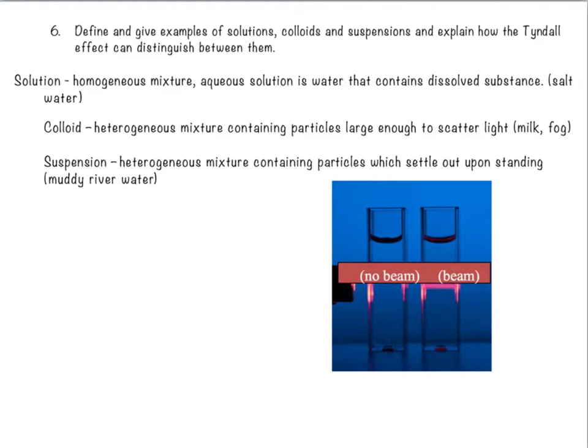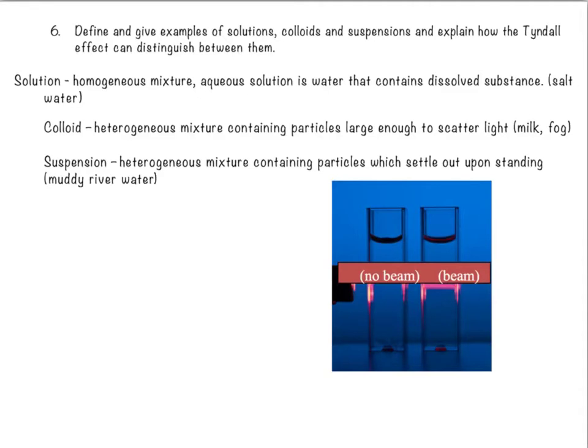When you shine a laser beam through a solution, no light is seen. Why? The particles are interspersed and they're so tiny they don't reflect even light. So there's no beam of light present in a solution. A colloid is a heterogeneous mixture containing particles large enough to scatter light. All right, so milk or fog are examples of colloids.